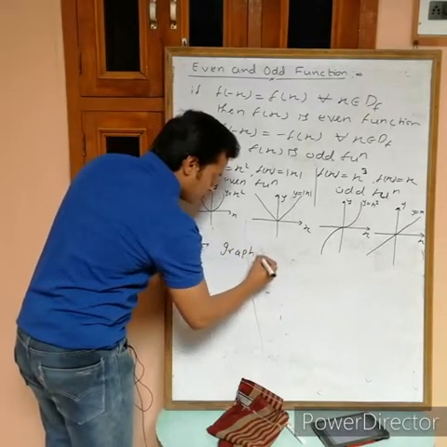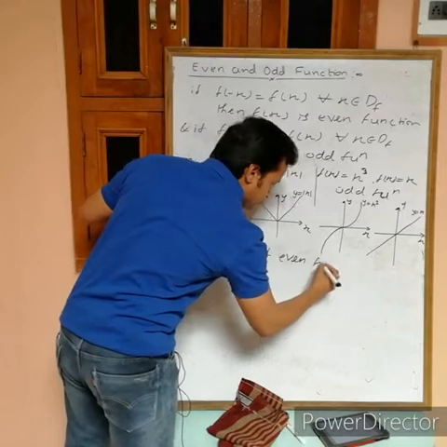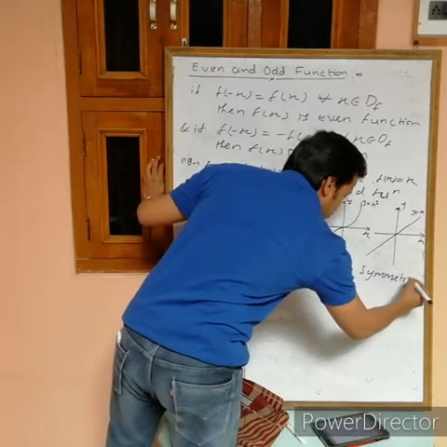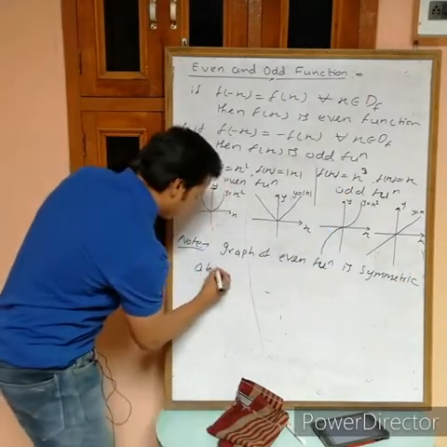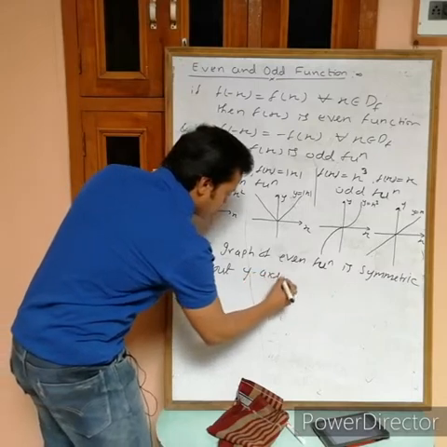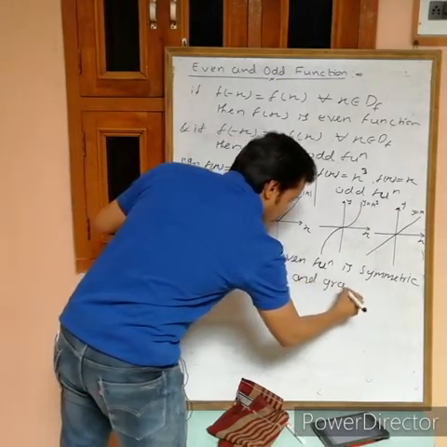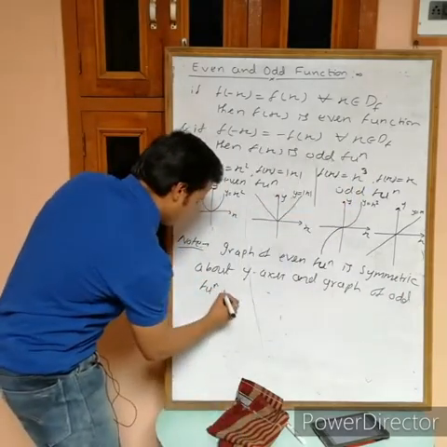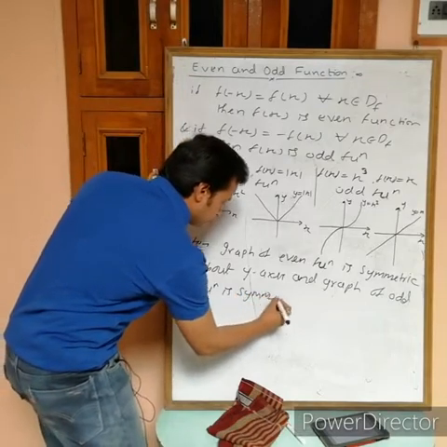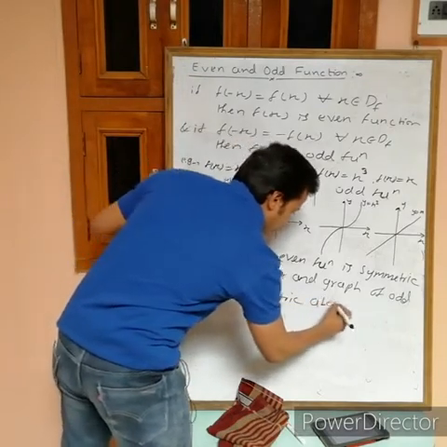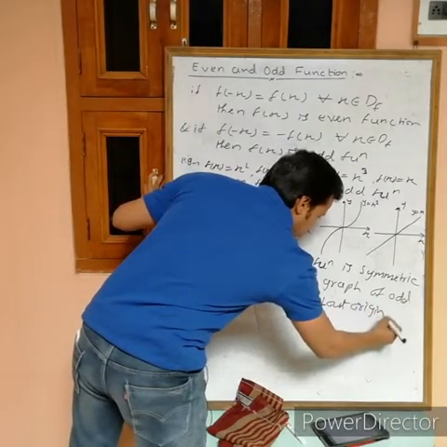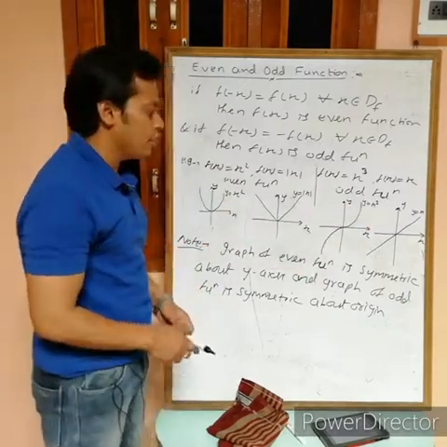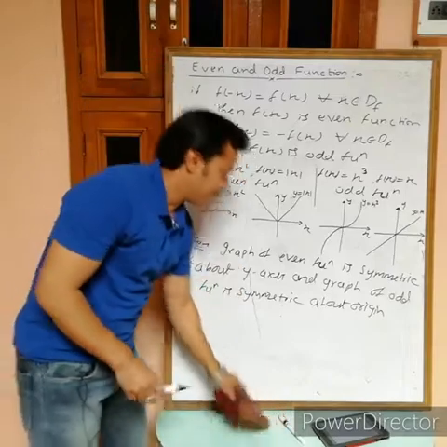Note: the graph of an even function is symmetric about the y axis, and the graph of an odd function is symmetric about the origin. So the graph of an even function is symmetric about the y axis, and the graph of an odd function is always symmetric about the origin. Write it down.